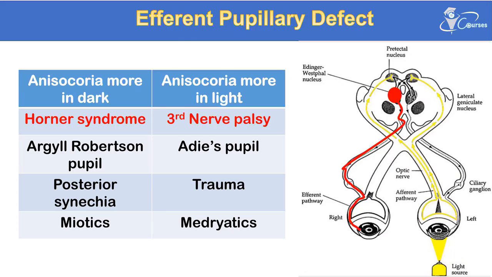So to remember them, again, I'm not presenting the full list of anisocoria more in dark or more in light, but just bringing the most noticeable or most important. To remember them, remember that there are two fatal diseases that are in red: Horner syndrome and third nerve palsy. Two syndromes or two pupils will cause light-near dissociation, and we are going to discuss what is light-near dissociation later on, which are Argyll-Robertson pupil and Adie's pupil. So it is important to differentiate between both of them. Two traumatic or mechanical causes, such as posterior synechia and trauma, and two pharmacological, such as myotics and mydriatics.